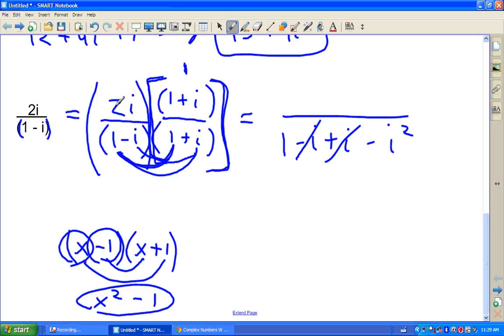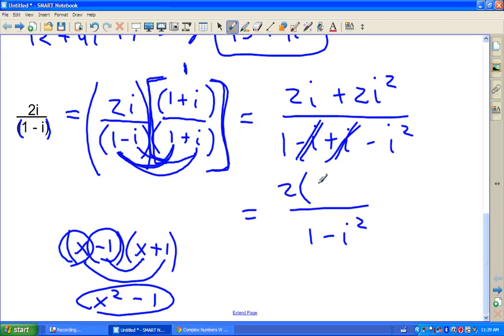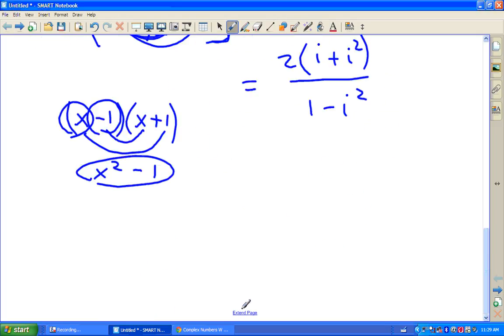Okay, up top, I'm going to get 2i times 1 and 2i times i, which is plus 2i squared. Okay, so watch what happens here. Okay, notice the bottom is 1. These two i's canceled. 1 minus i squared is what I have on the bottom. On top, I have a 2. I can factor it out. I'm going to get an i plus an i squared. Just follow along for a second here, okay?